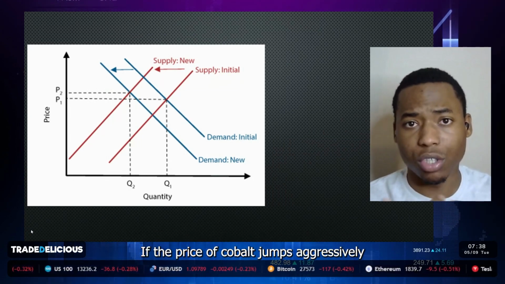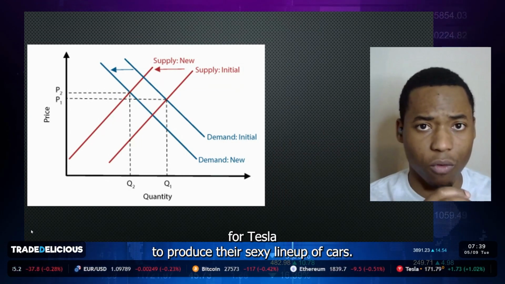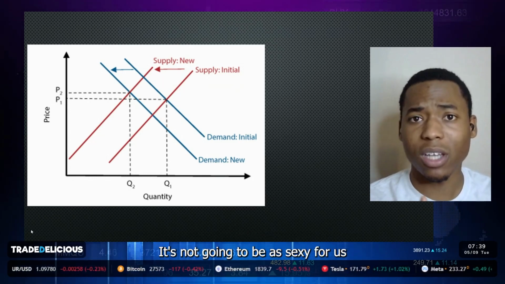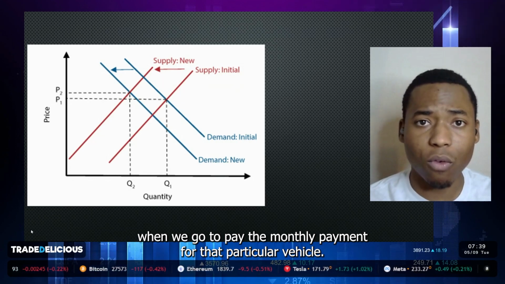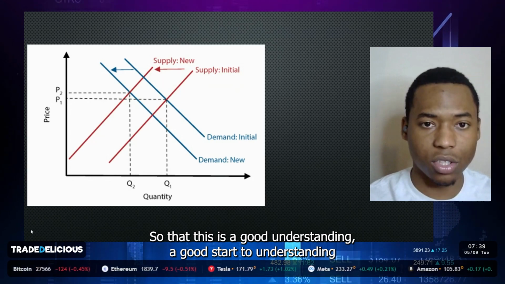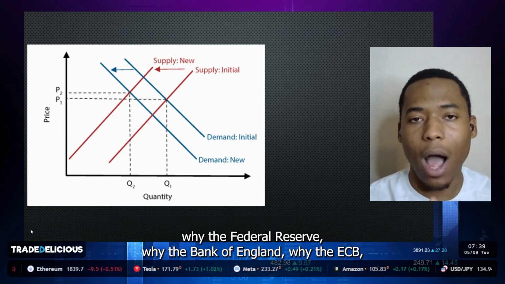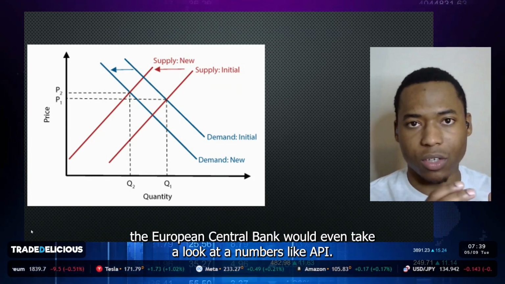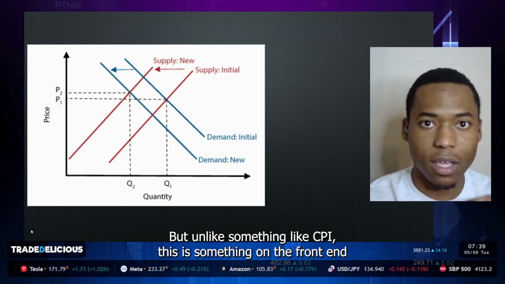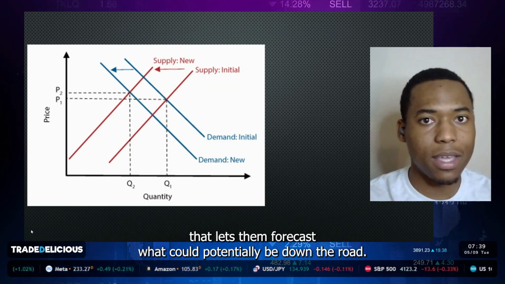If the price of cobalt jumps aggressively 50% and now it's more difficult for Tesla to produce their sexy lineup of cars, it's not going to be as sexy for us when we go to pay the monthly payment for that particular vehicle, right? So this is a good start to understanding why the Federal Reserve, the Bank of England, the ECB, the European Central Bank, would even take a look at numbers like PPI. But unlike something like CPI, this is something on the front end that lets them forecast what could potentially be down the road.